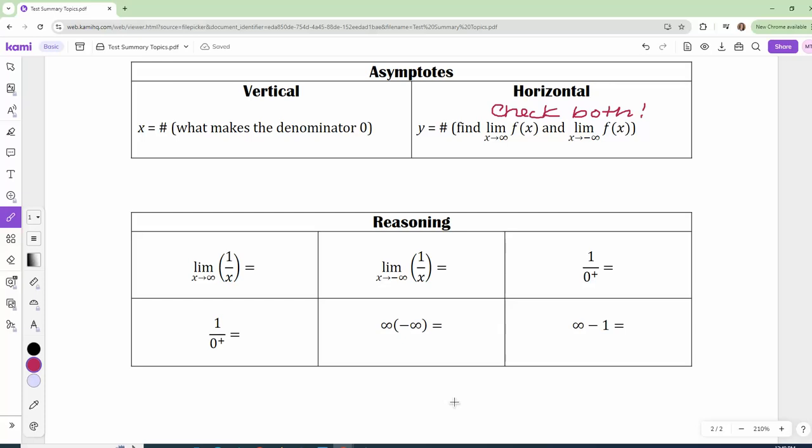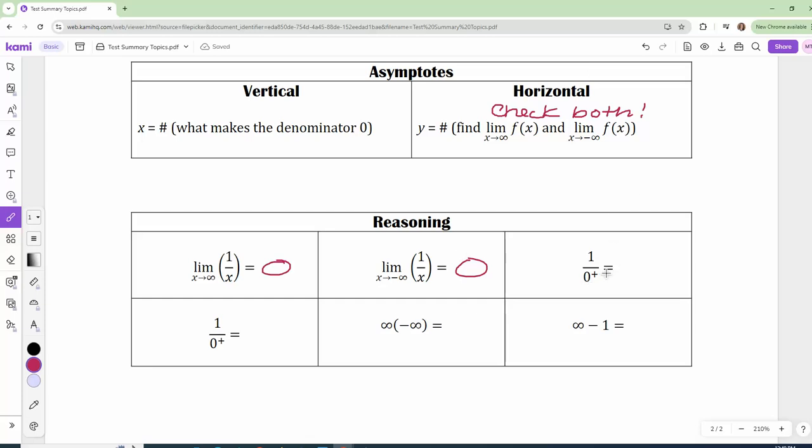If you have the limit as x approaches infinity of 1 over x, what's that? It's 0. You have one piece out of more and more and more. What if it's approaching negative infinity? Still 0. Still getting closer to 0 from the negative side.